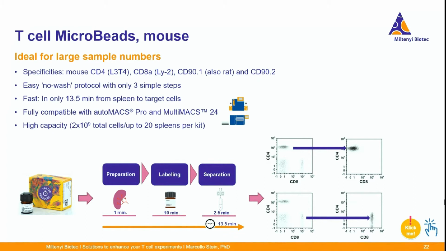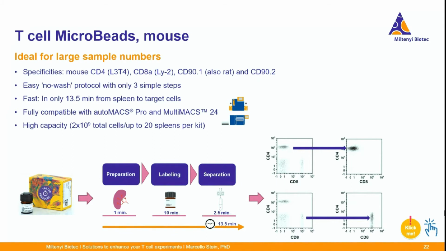So it's simply straightforward. CD4 positive and CD8 positive mouse T cells, as well as CD90.1 mouse and rat T cells, and also CD90.2 mouse T cells can now be isolated via positive selection in only 30.5 minutes using our updated MicroBeads mouse. Of course, with the ever appreciated quality and purity. It is an easy and fast protocol that can be fully automated on the Automax Pro or the Multimax.